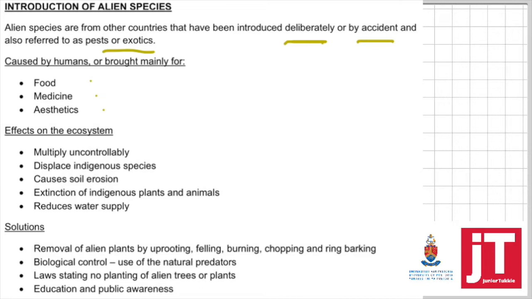Now, these alien species multiply uncontrollably. You see, they don't have any predators here in this area, so there's nothing to regulate their population size. They have displaced our indigenous species. Indigenous species are species that are found naturally in an area. And because they're growing faster, they are removing and replacing our naturally occurring plants. Their roots will cause soil erosion. And again, because they are taking up all the water.